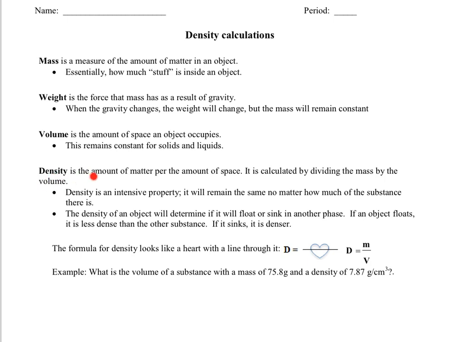So then density is the amount of matter, so mass, per amount of space, so per volume. You take the mass divided by the volume. As long as you're keeping it at the same temperature, density should not change. Whether you have a cup of water or a bucket of water, the density of water is 1 gram per milliliter at room temperature, so that never changes. To help you remember that density is mass over volume, you can think of density as a heart with a line through it. So there's the M, and then there's the V, if that helps.